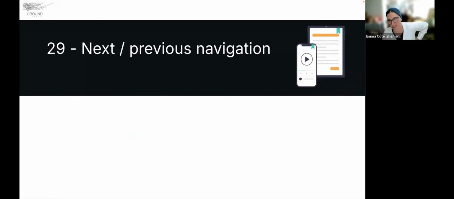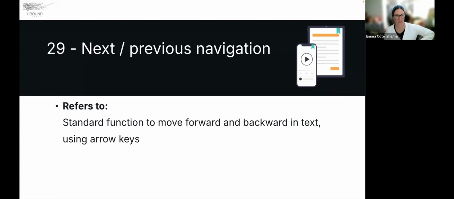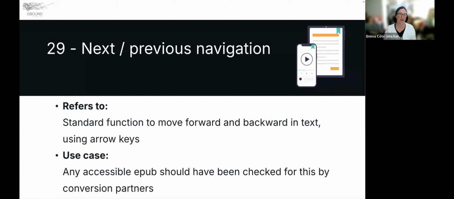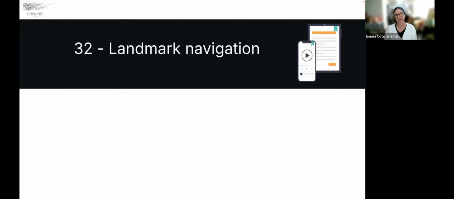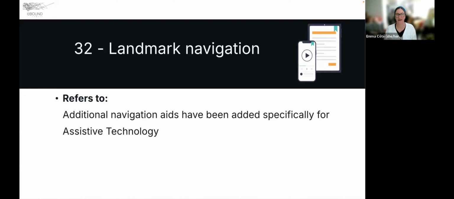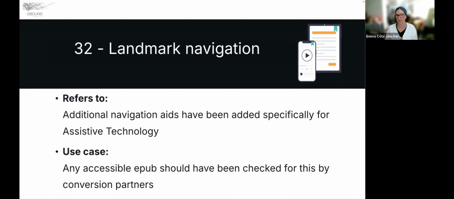Next, previous navigation: any EPUB has this really, it's just the function to move forward and backwards with the arrow keys. And any accessible EPUB really should have been checked for this by conversion partners, so you can feel confident adding this one as well. And then same goes for landmark navigation. This is just a different term for a specific way to navigate in the EPUB.